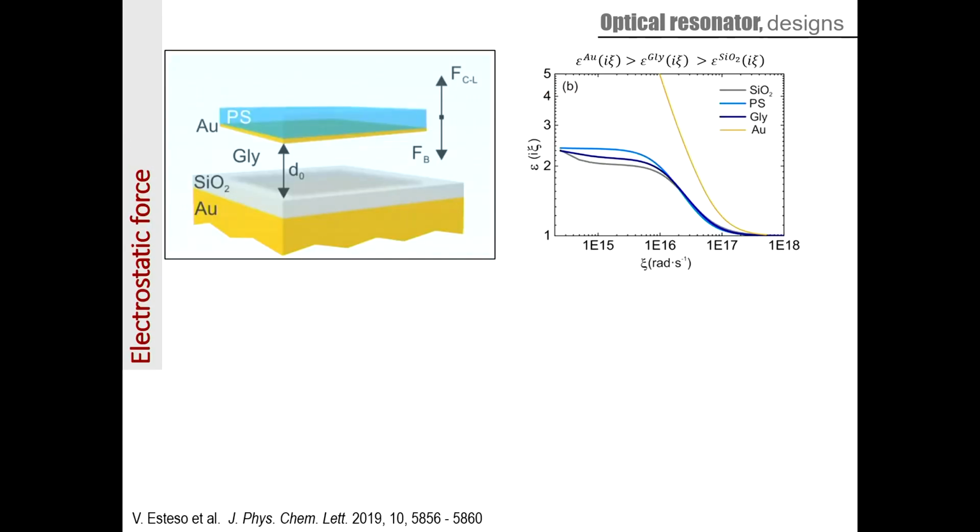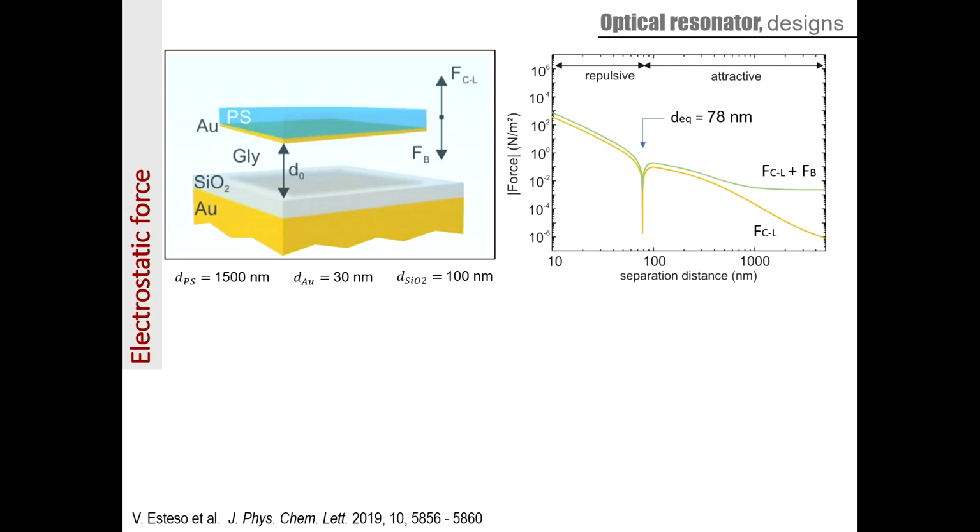So this is the scheme we attain. We have an upper mirror that is composed of a bilayer of polystyrene and gold immersed in glycerol over a substrate, which is made of semi-infinite gold, and then on top a silica layer. And as you can observe in this graph, these materials fulfill the inequation I told you before.